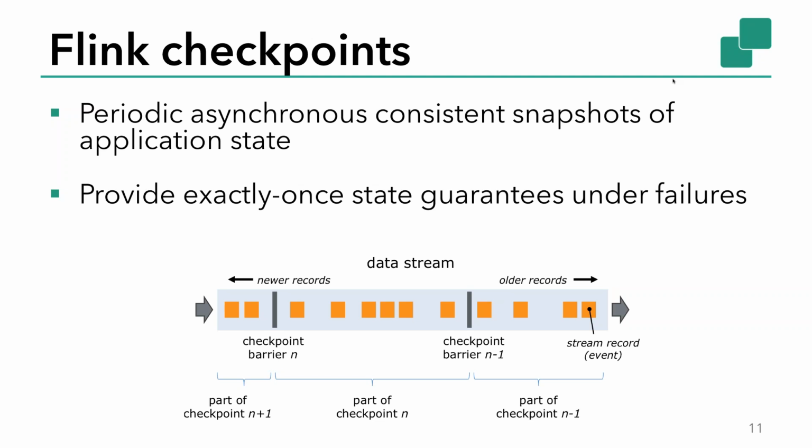The way it's done is by injecting special records, called barriers, in the stream that signify a logical time and logically separate the stream into something that will be snapshotted in the next checkpoint and something that will not be part of the next checkpoint. The details of that have been published. There are research papers about this, and there's a lot of information on the Flink website.